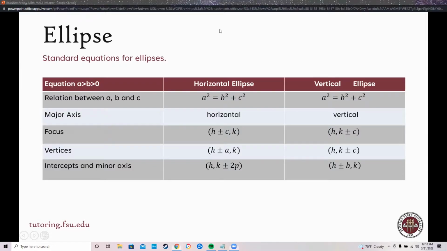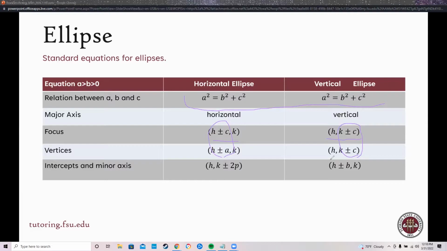Here are the properties for an ellipse. A horizontal ellipse looks like this, whereas a vertical ellipse looks like that. Almost, well, it is exactly the same. Of course, I think that's about 0, 0. The horizontal major axis has foci at (h plus or minus c, k), and the vertical has (h, k plus or minus c). You can obviously tell that the horizontal just has its foci and vertices shifted along the x direction, whereas the vertical has its vertices and foci shifted along the y direction.